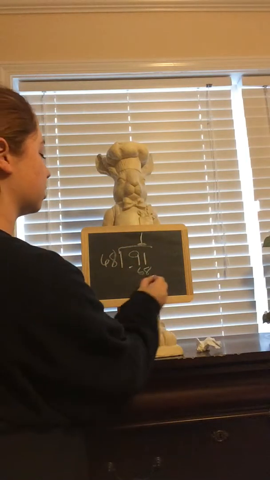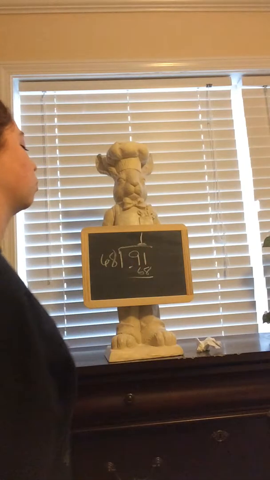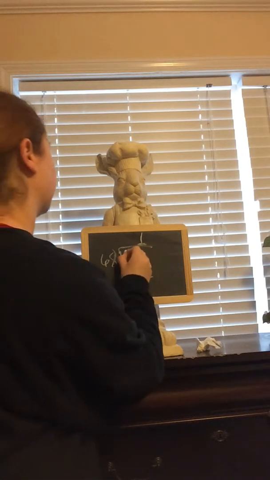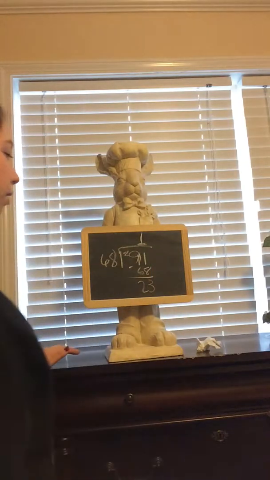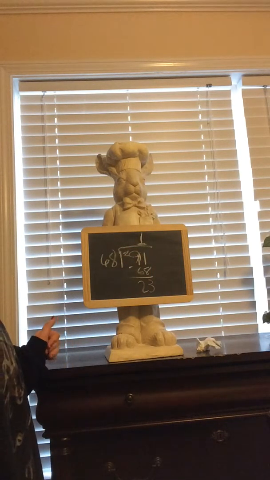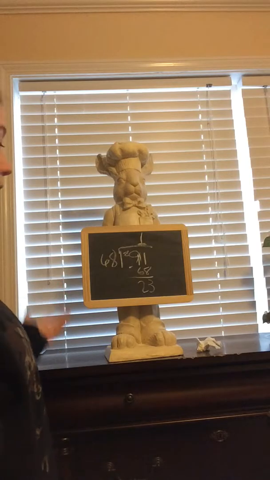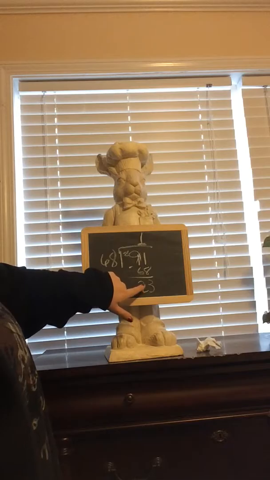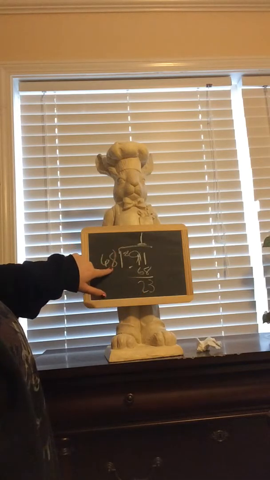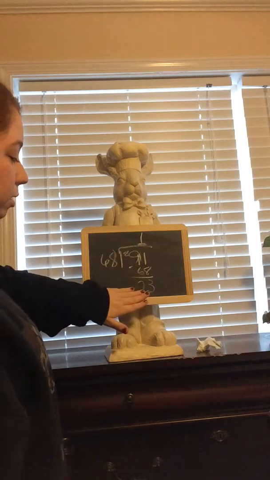And then we got to subtract. 1, take away 8, can't do that, we need to borrow. 11, 3, 23. Do we have anything else to bring down? No. So 23 is our remainder. We need to check, is our remainder less than our divisor? Yes, then it can work as a remainder.